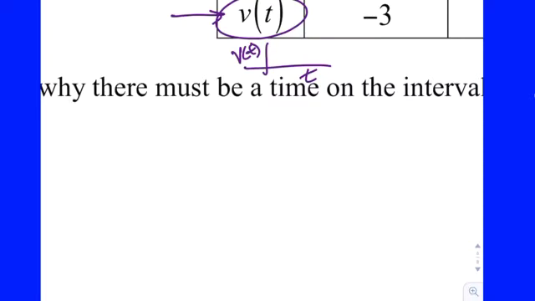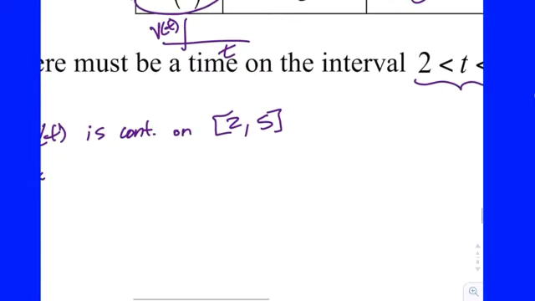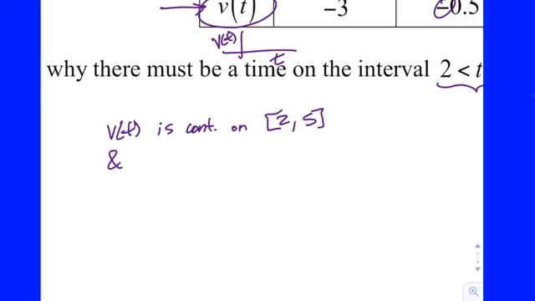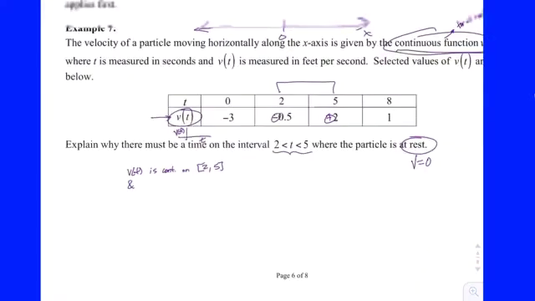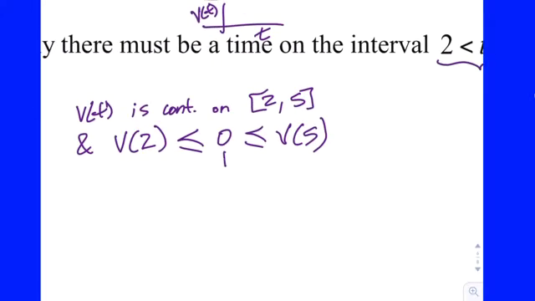So here's what you'll say. V of t is continuous on the closed interval from 2 to 5. And now we're going to state the intermediate part of that, which y'all already picked up on. You could say, how about this? V of 2 is less than or equal to 0, which is less than or equal to V of 5. You could do it that way. Okay, so here's the number that we want, the number we're trying to prove.